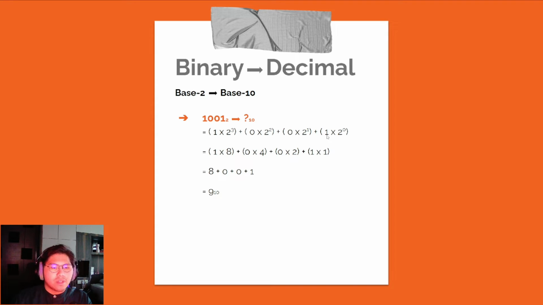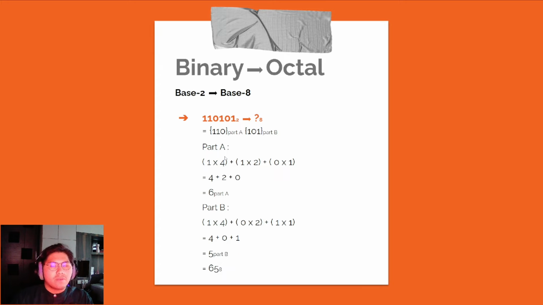So for example here we can see this one is 1001, where the first digit is multiplied by 2 to the power of 0, and then the next one is multiplied by 2 to the power of 1, and so on. In the end result, we get 9, where every number is added up. So next we're going to move to binary to octal.